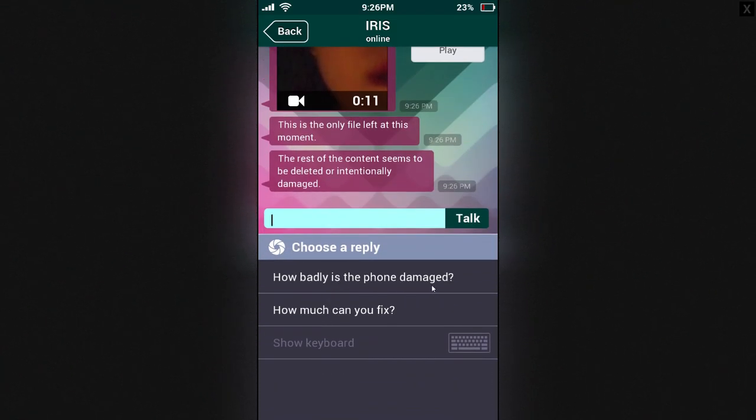How badly is the phone damaged? How much can you fix?